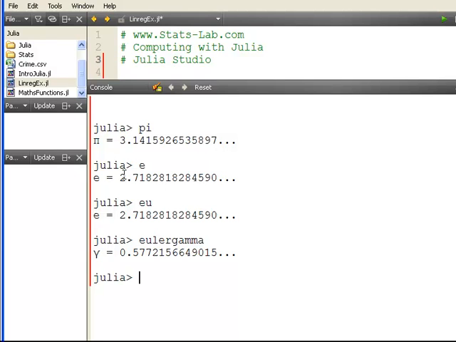There we have it there. That's gamma there. And finally, the golden ratio number, sometimes known as phi. So that is it there, 1.618. All right, that is the mathematical constants. That's everything there.